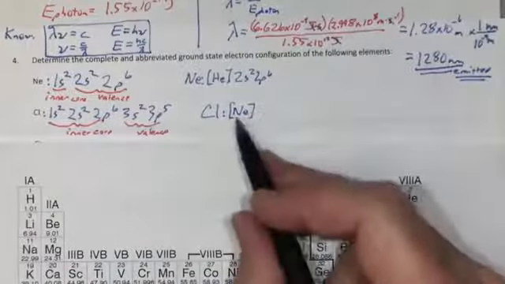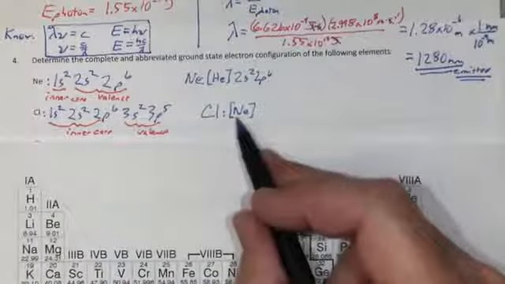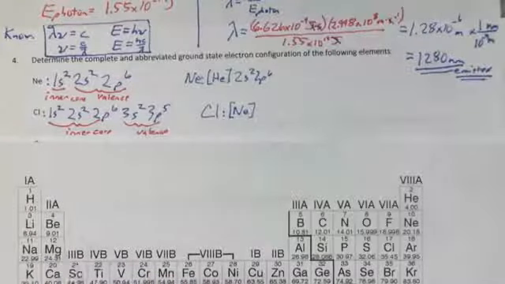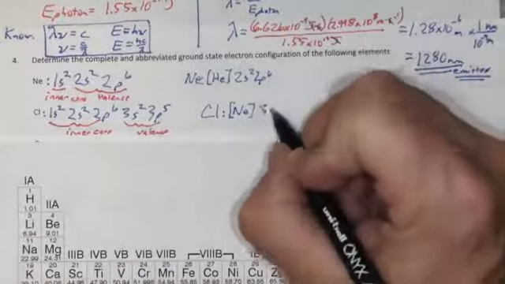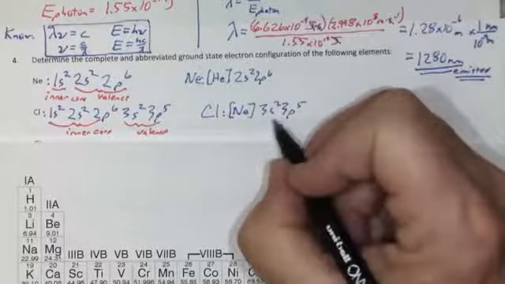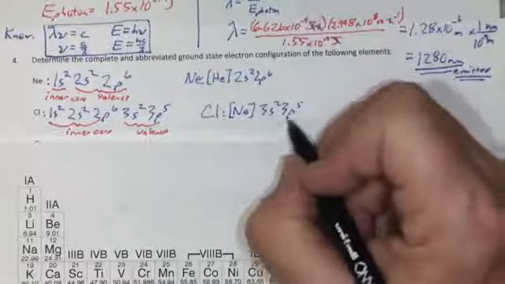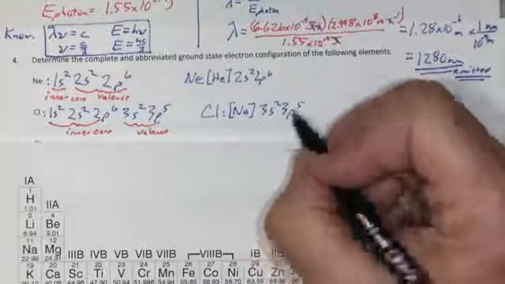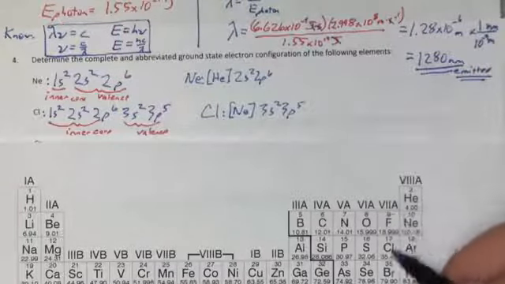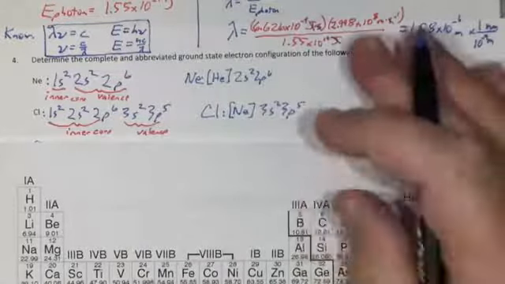The only thing you can put in brackets is a noble gas. Then we only write what comes after neon. We're right here. This is 3s2 because 1, 2, 3. So 3s2, 3p5. The advantage of the abbreviated electron configuration is that you're focusing on the valence electrons. Chlorine has 7 valence electrons. The old Roman numeral number 7 tells us how many valence electrons. Chlorine has 7. 2 plus 5 is 7.